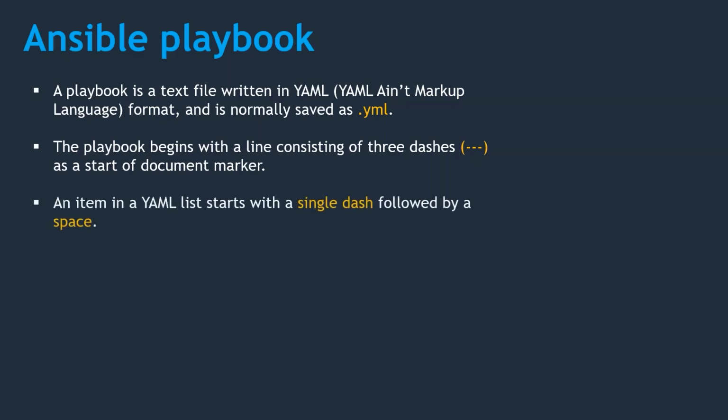Next, an item in a YAML list starts with a single dash followed by a space. So whenever we are listing out our items, either tasks or any new item, you will come to know while writing the Ansible playbook. It starts with a single dash, and after that it should have a space. I'm talking about the syntax. This is how the syntax looks.